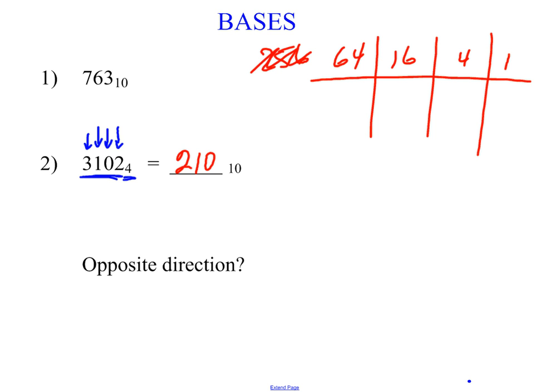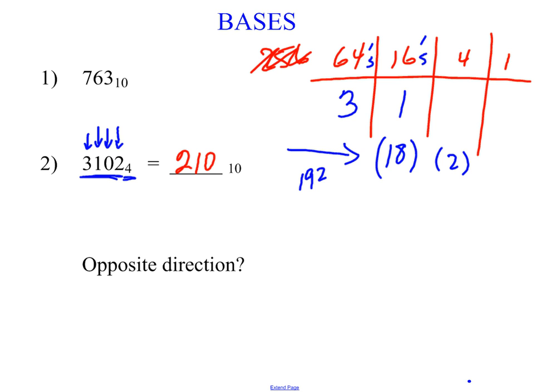I don't know the best way to display this. If you have a better way of displaying it, let me know. How many 64s go into 210? And 3 of those fit. And then I say, well, what's 3 times 64? That's 192. And I say, what's left over? Well, there's 18 left over. And I say, how many 16s go into that 18 that's left over? It's kind of like long division. How many 16s go into 18? 1. 2 left over. I'm just putting my leftovers here.